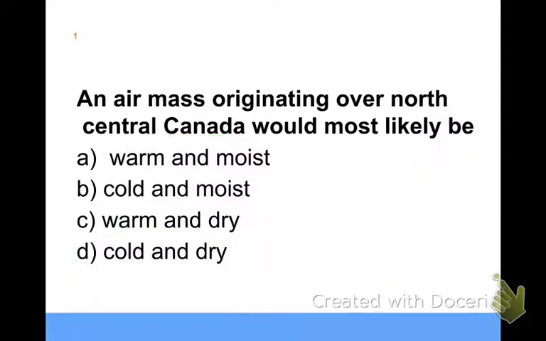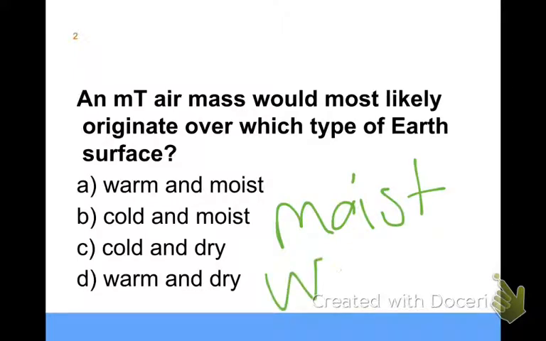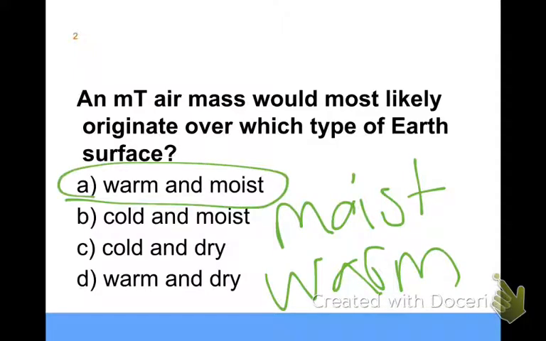Let's look at number 2. An MT air mass would most likely originate over which type of surface? Well, we know M stands for moist or humid, and we know that T means warm. So it is a warm and moist air mass, which is why the answer was A.